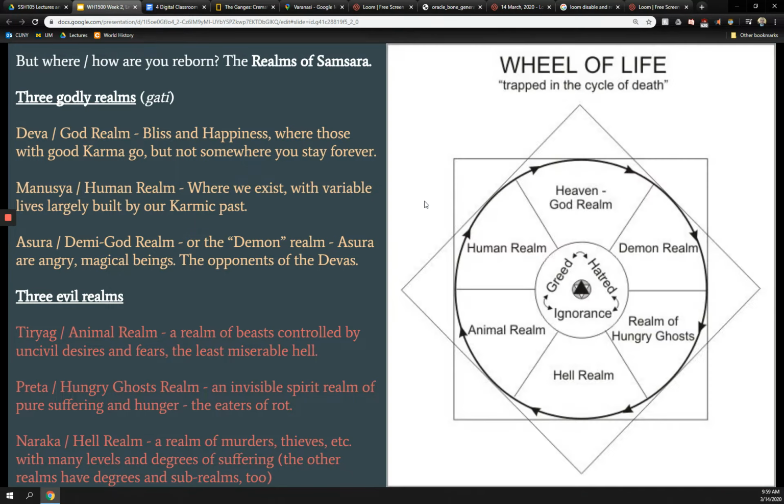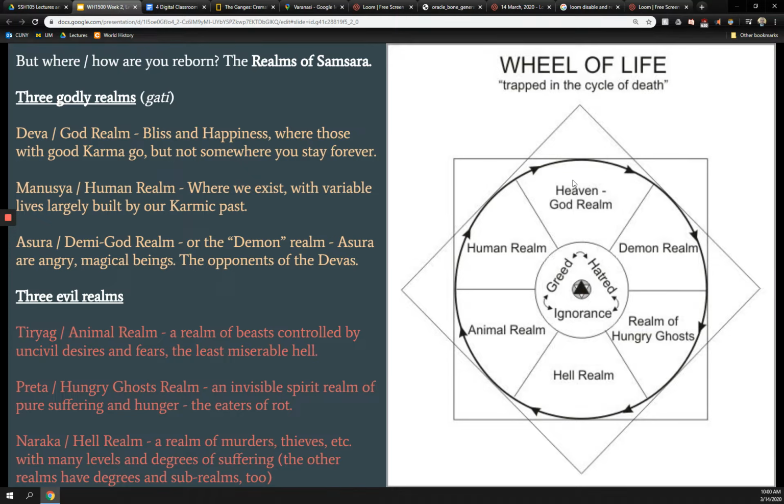We have the 6 realms, the Deva or God realm. This is a realm of bliss and happiness. So if you have good karma, you maybe end up there, but you're not going to be there forever. This heaven, it's called a heaven here at the top of this graphic, is not a place you're trying to go to stay forever, especially in Buddhism. And you're probably not going to get to stay there forever.